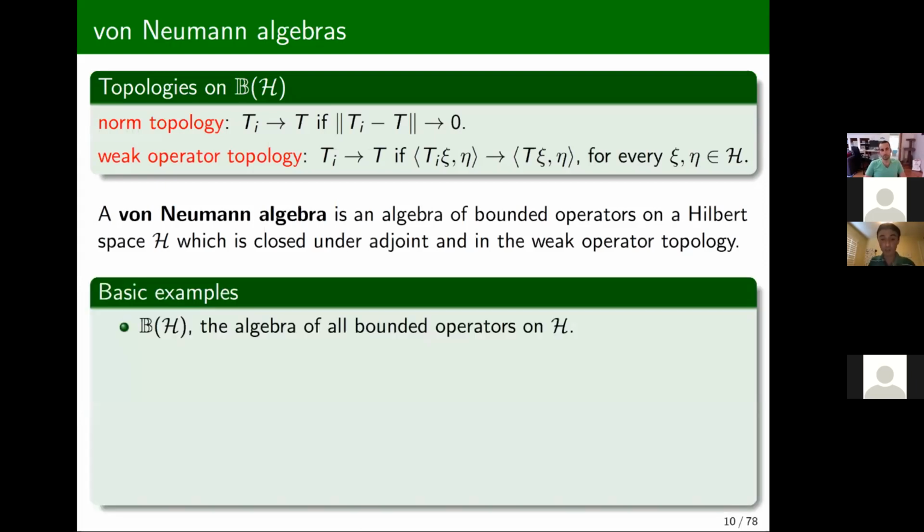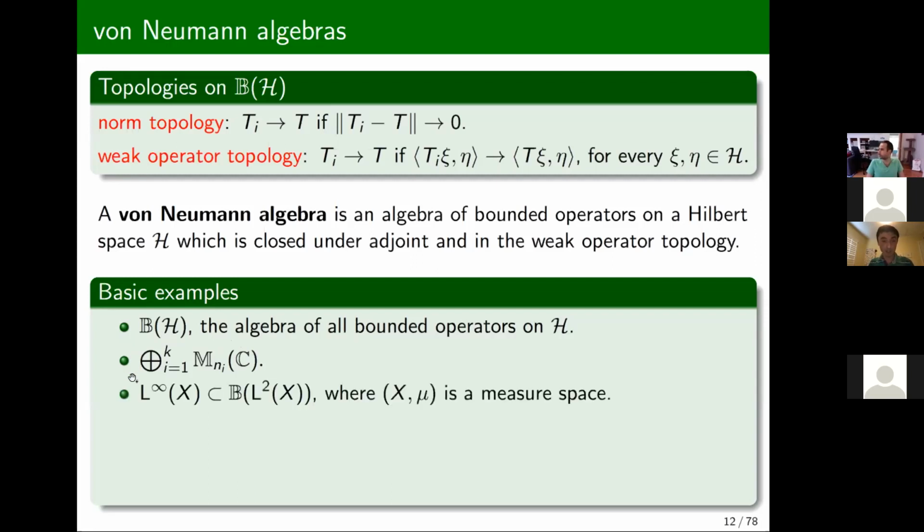So B(H) itself is a von Neumann algebra. It's closed by definition. So in particular, if H is finite dimensional, then all matrix algebras are von Neumann algebras. And the same is true for any direct sum of matrix algebras. So a finite sum of matrix algebras is a von Neumann algebra, and in fact, this describes all finite dimensional von Neumann algebras.